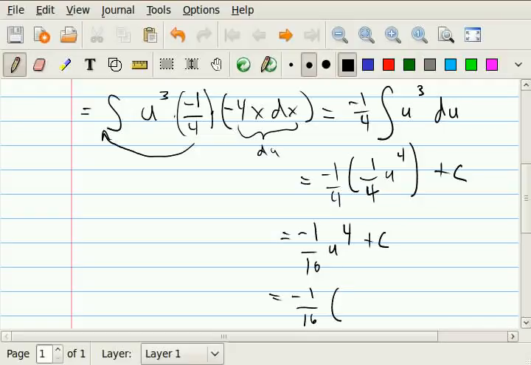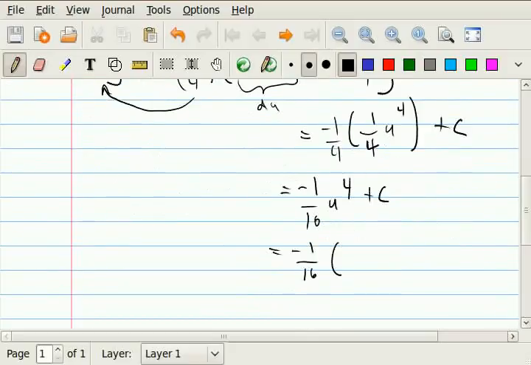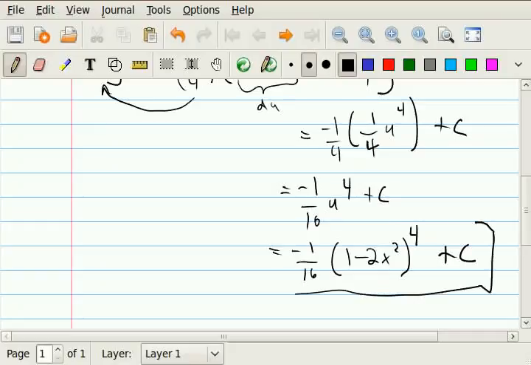u was, let's see, what was it? It was 1 minus 2x squared. So we get negative 1/16 times 1 minus 2x squared to the 4th power plus C. Okay, so that's our final answer.